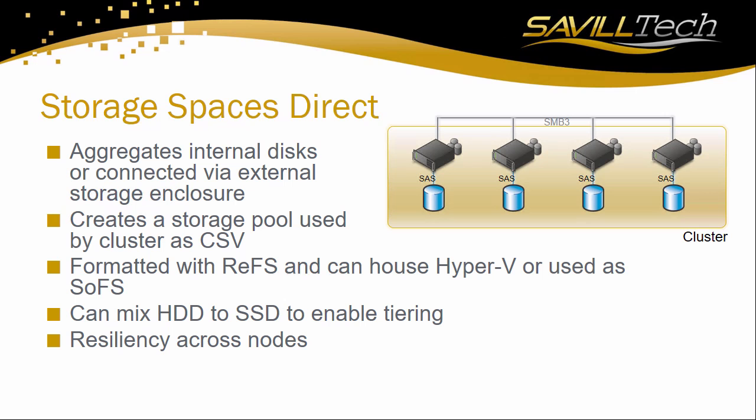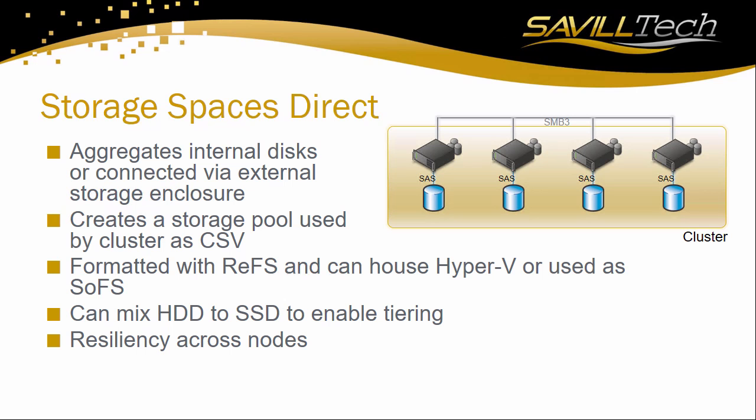Essentially what this lets me do is, if I have a cluster and I have nodes in that cluster with direct attached storage, just a bunch of disks, maybe an external enclosure that's connected to each box, currently I can't really use that storage. 2016, I can. 2016 is going to let me aggregate all of that storage together using SMB3 for the replication. It will then be seen as a cluster shared volume in that cluster.